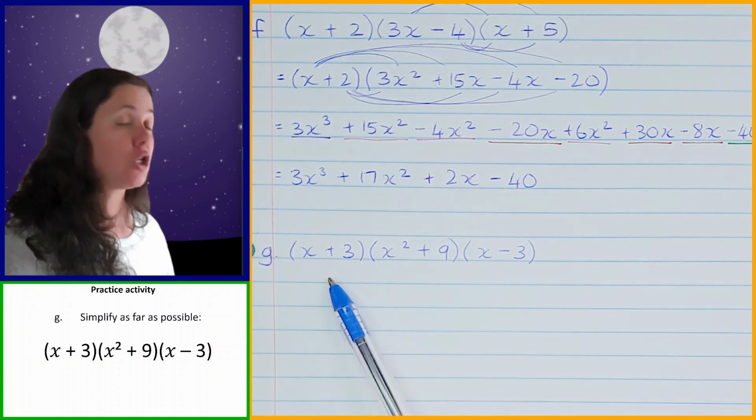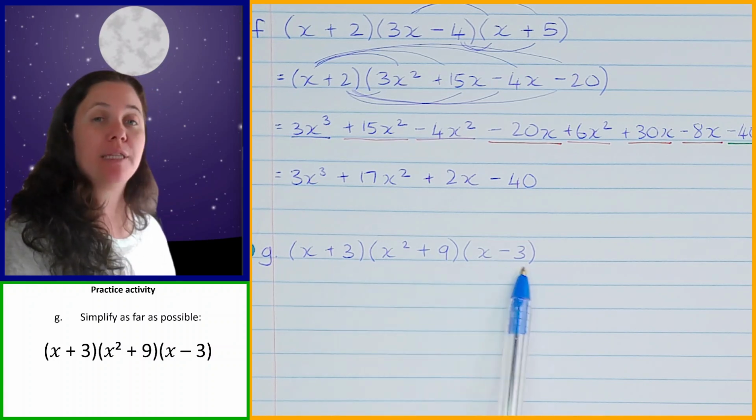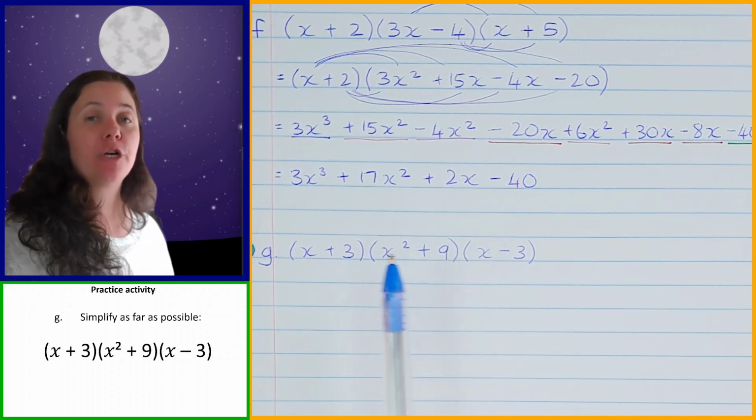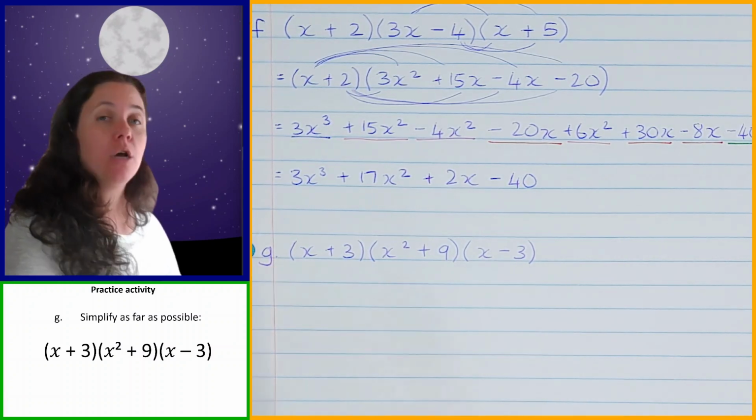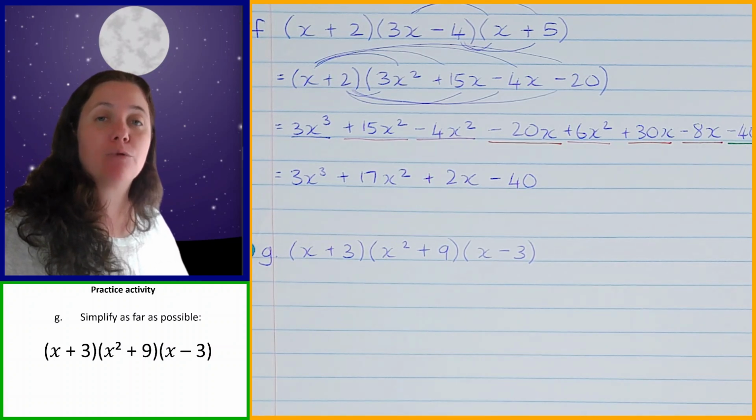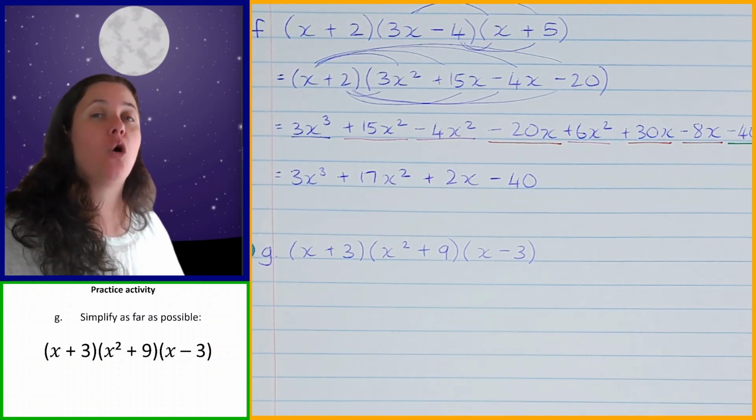Okay, so I want you to have a look at the 3 binomials I've got. I've got x plus 3, x squared plus 9, and x minus 3. There are 2 binomials here that are going to work very well together. If you look at the x plus 3 and the x minus 3, those are the same except for the plus and minus, which means that I can use my shortcut for when I have 2 binomials that I multiply together that are the same except for the plus and the minus, where I don't need to do the whole process of multiplying each term by each term.